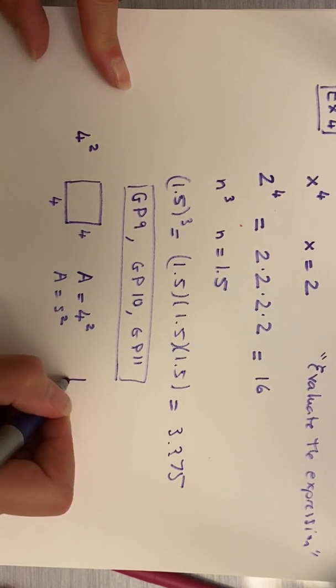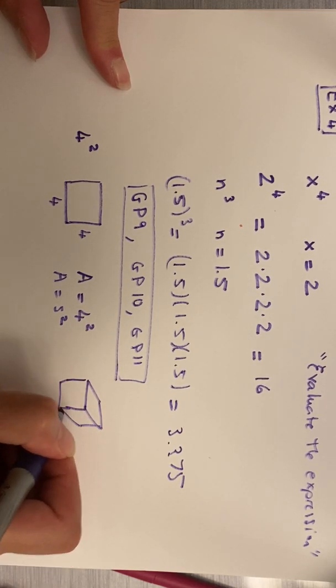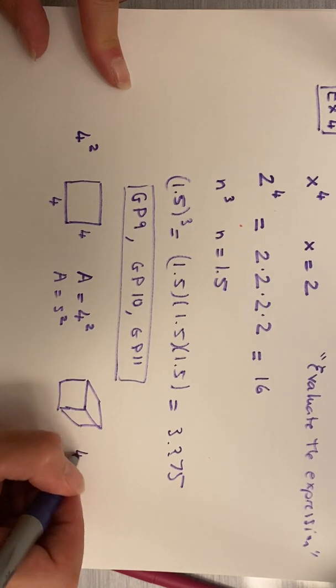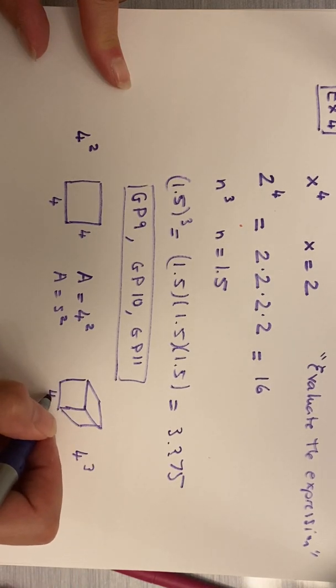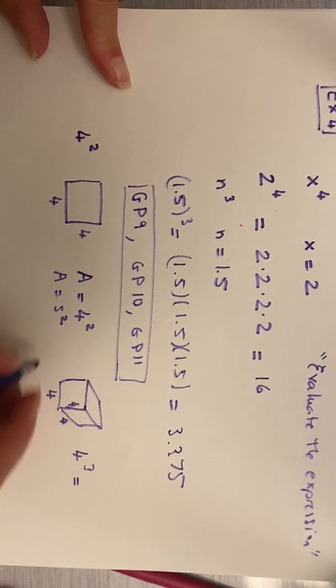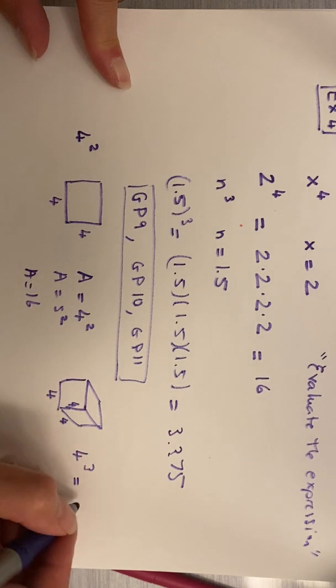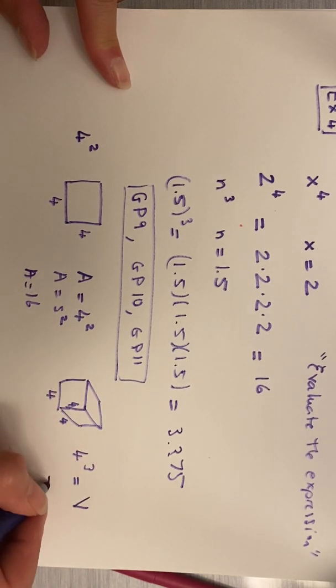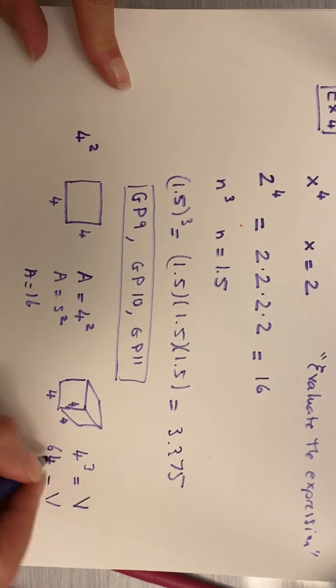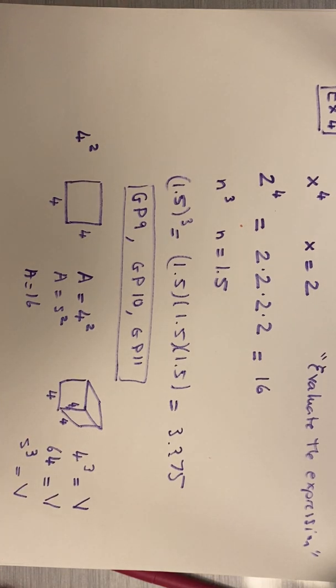Similarly, if you have a cube, and I say I have 4 cubed, that's because it's the length times the height times the width. So here, my area, 4 squared, was 16, and here my volume, 4 cubed, is 64, because the volume is the side cubed, since the sides of a square or a cube are all the same.